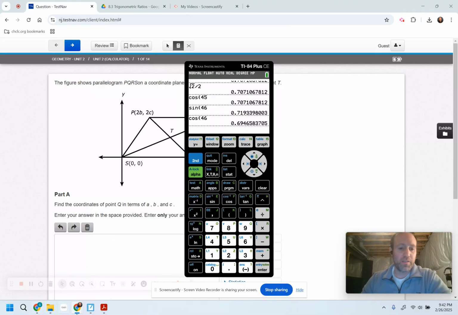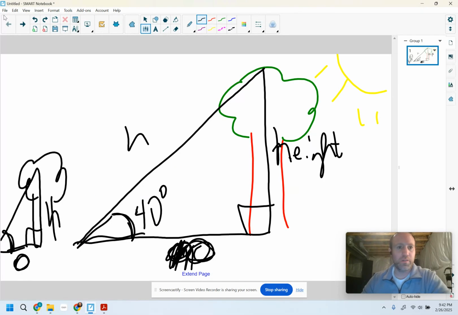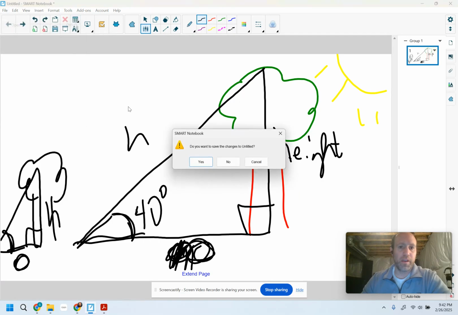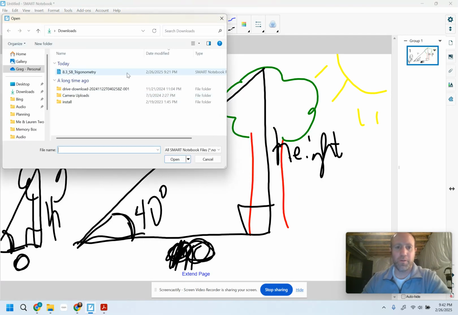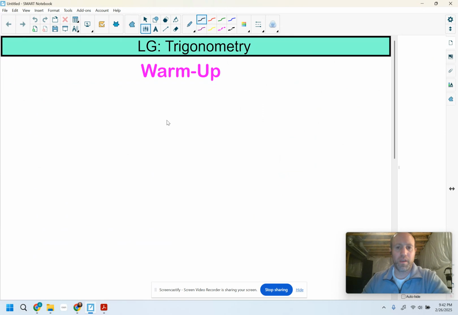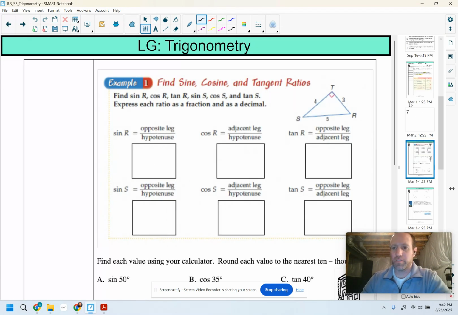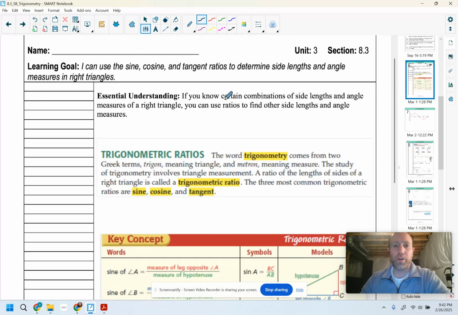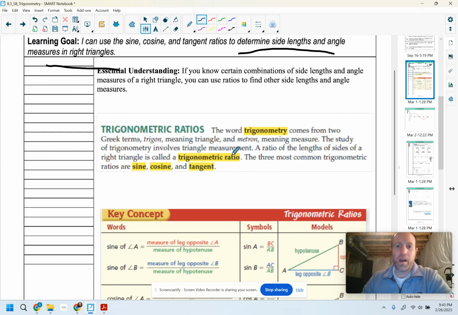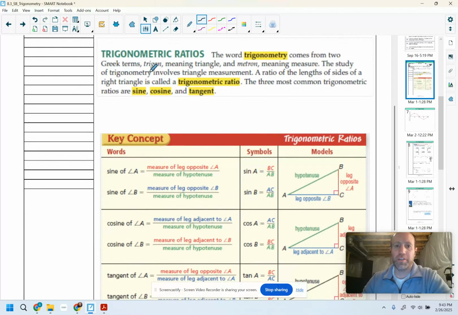So I'm going to come back over to our Smart Notebook and open up the notes that you're going to have in front of you. And let's kind of jump in here. So we're going to use sine, cosine, tangent ratios to determine the side lengths and angle measures in right triangles. The word trigonometry comes from two Greek terms, trigon meaning triangle and metron meaning measure. So again, measures of triangles, really right triangles are the key here.